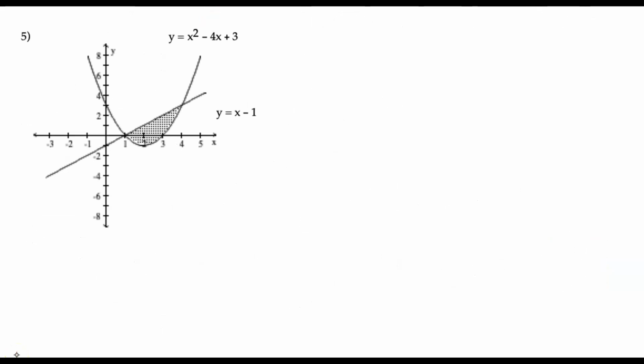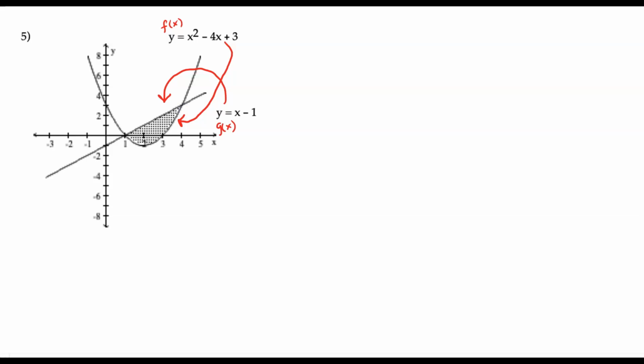Okay, in this problem we've got one function above the other, and let's say that this one right here, I know it says y, but let's give it a name. Let's call this one f. Let's call this one g. And g is actually represented by the line up here on the top, and f represented by this parabola that's on the bottom.